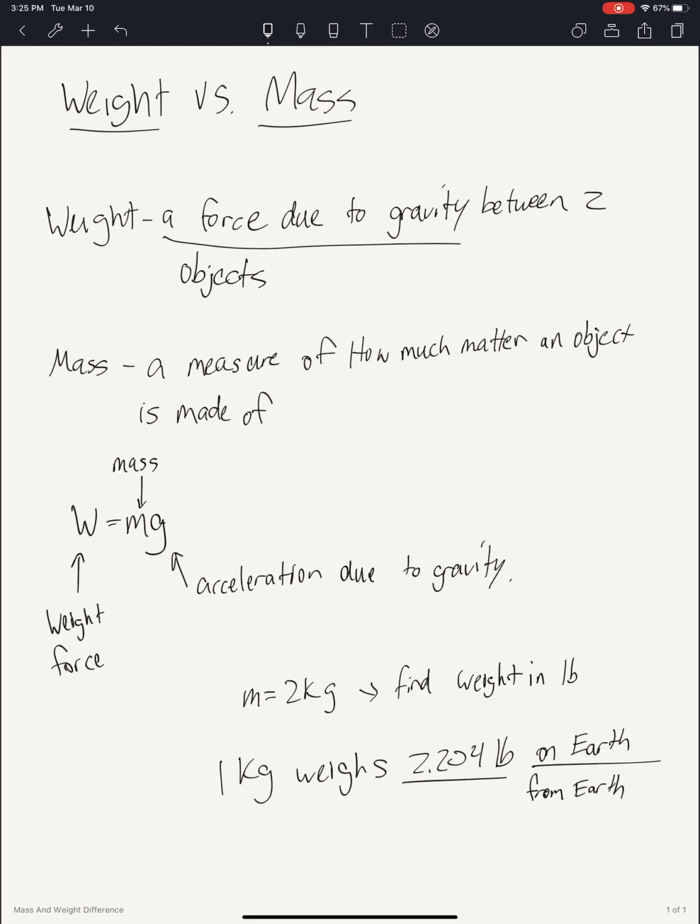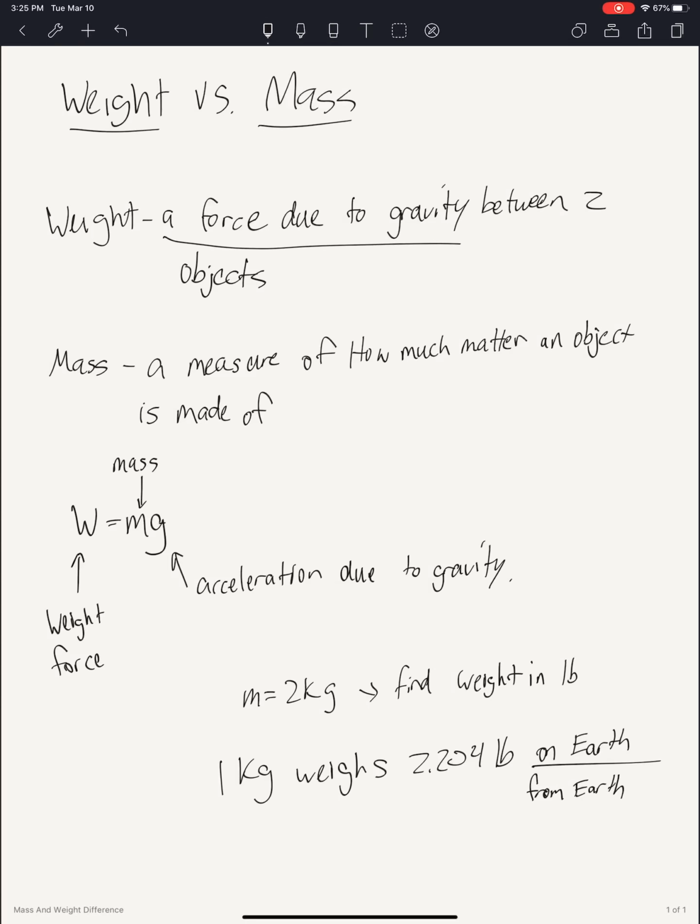There are other weight forces. The sun is currently exerting a weight force on me. And if I had a 1 kilogram object in my hand, the sun is pulling on it too. And the size of that force is not 2.204 pounds. This is specifically the weight force the Earth is exerting on the object.